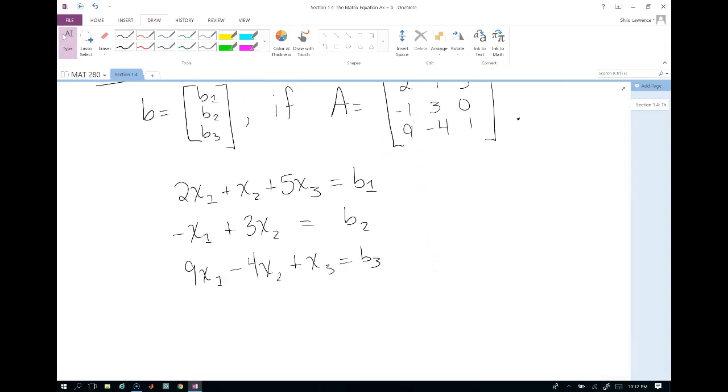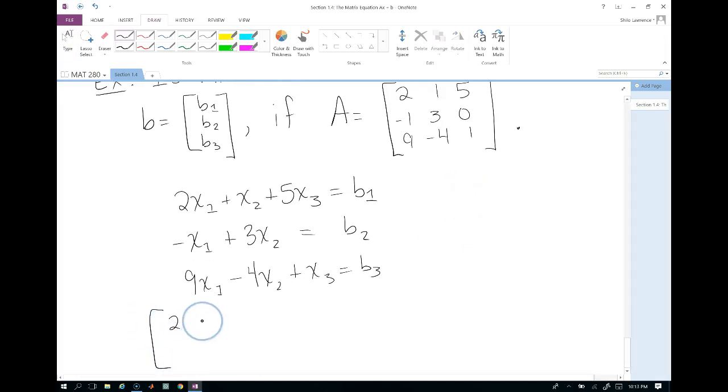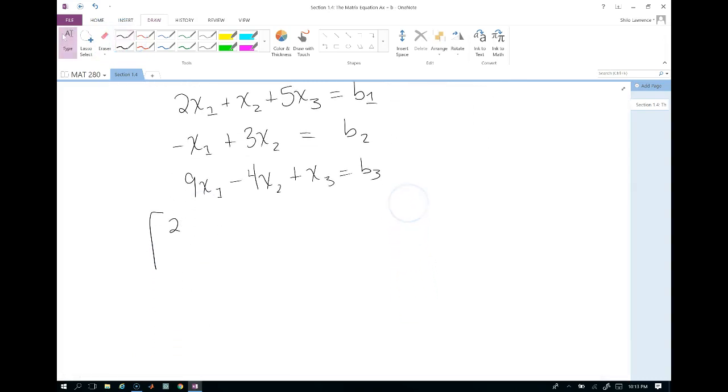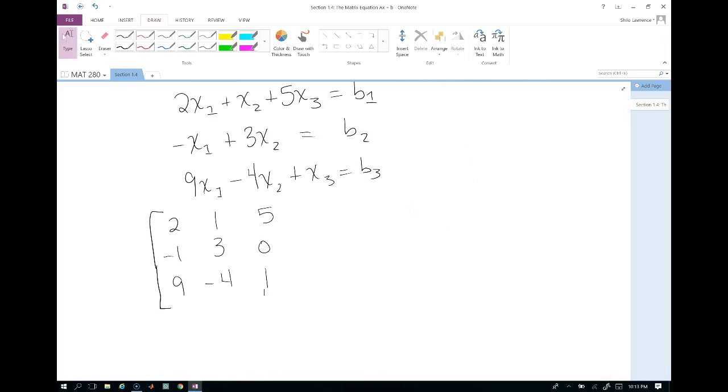Well, let's go ahead and work out this augmented matrix and see what happens. The difference now is that we don't have actual b values. We're just working it out with those arbitrary b1, b2, b3 values. So this is 2, negative 1, 9, 1, 3, negative 4, 5, 0, 1. That's just our A matrix. And then if we were writing this system as an augmented matrix, we would just throw the B1, B2, B3 in the last column.